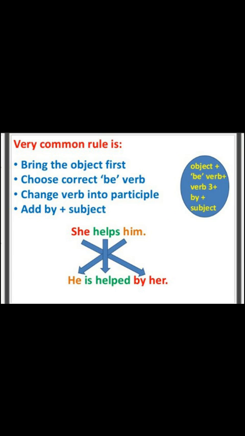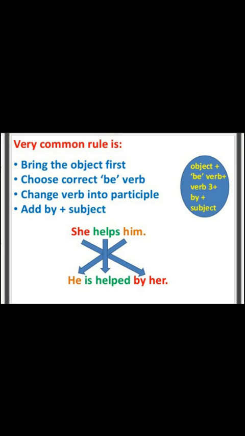Bring the object first. Next, choose the correct be form. Change the verb into participle. Add by plus subject. She helps him. This is active voice. Now she is subject, helps is the first form of the verb, and him is the object.